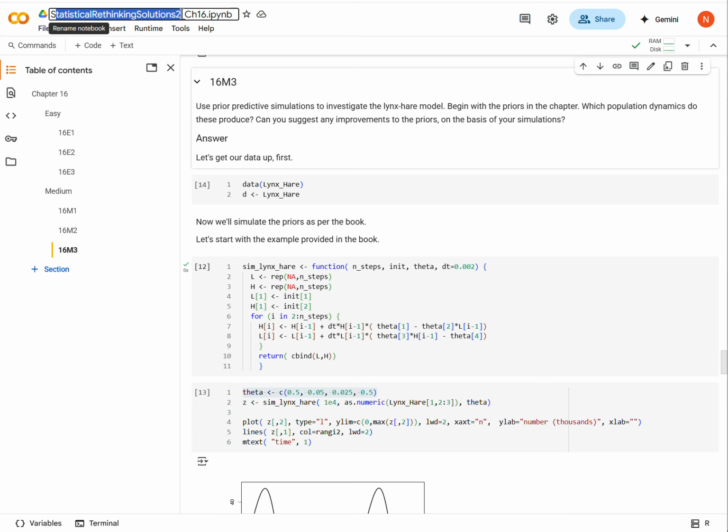Okay, this is Statistical Rethinking, second edition. We're in chapter 16, and we're on the medium question 16M3. Here's the question. We're going to use prior predictive simulations to investigate the lynx-hare model that's presented earlier in the chapter. We'll begin with priors that are presented in the chapter and look at what this suggests about the population dynamics, and then try to make improvements.